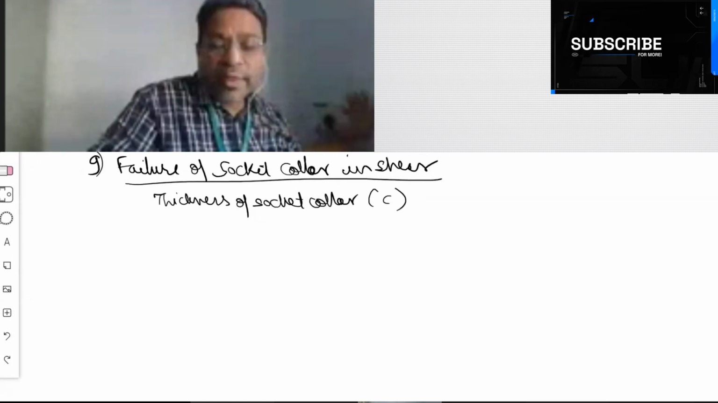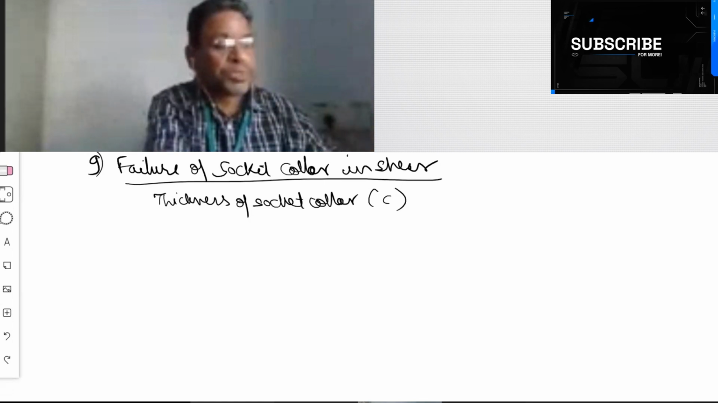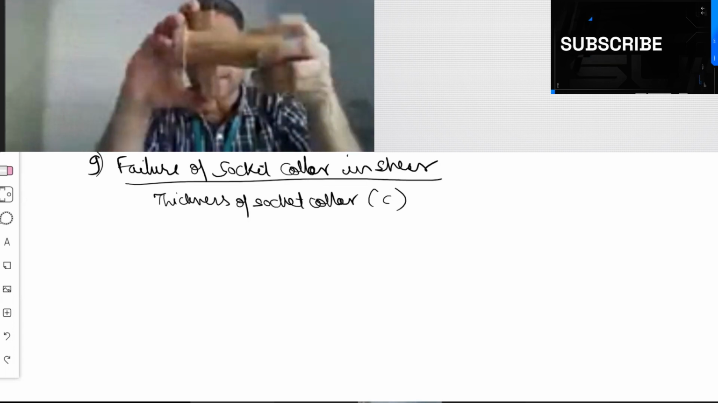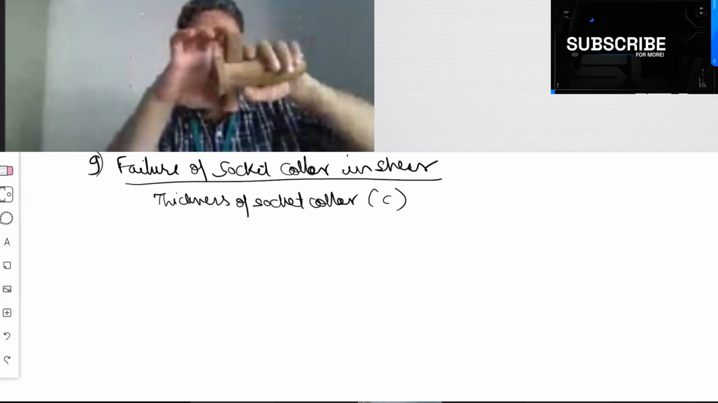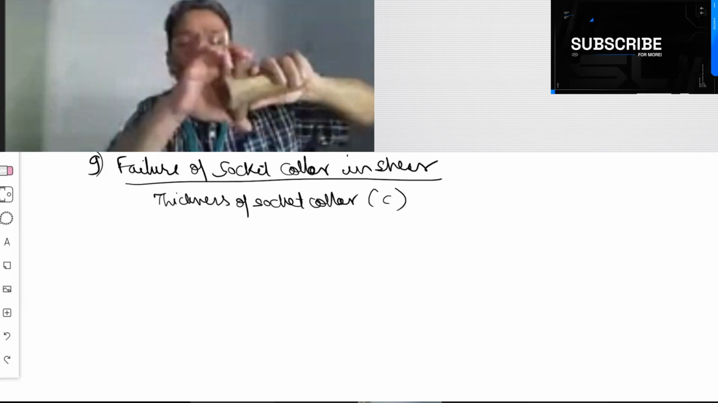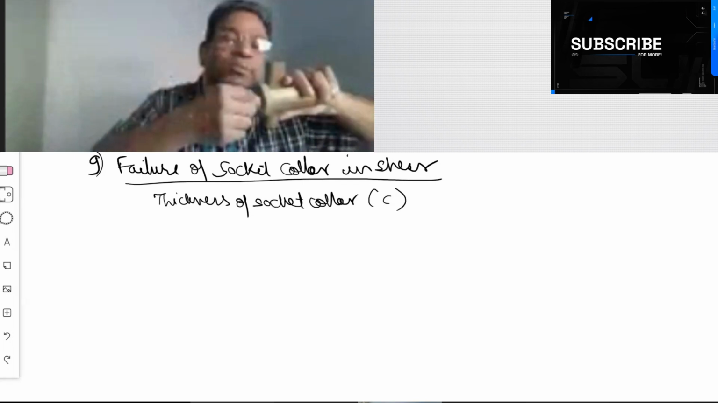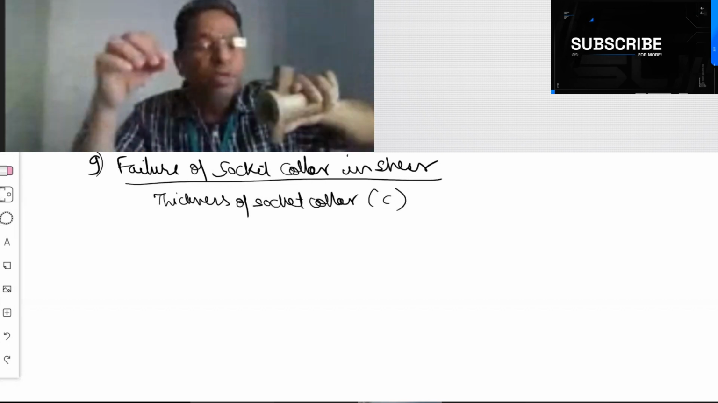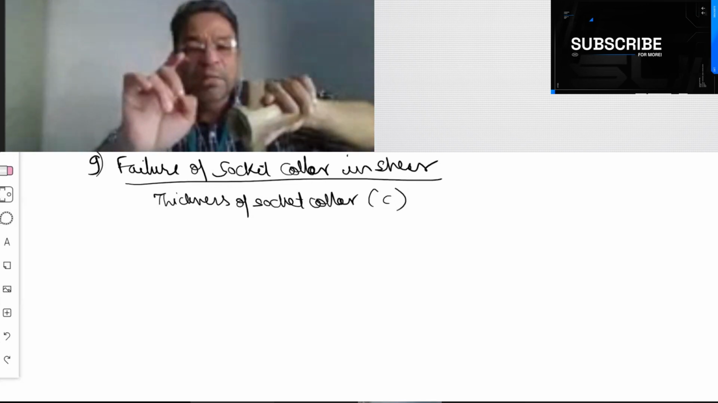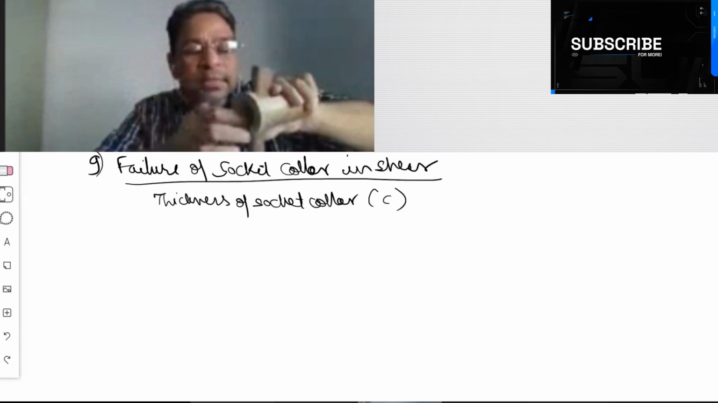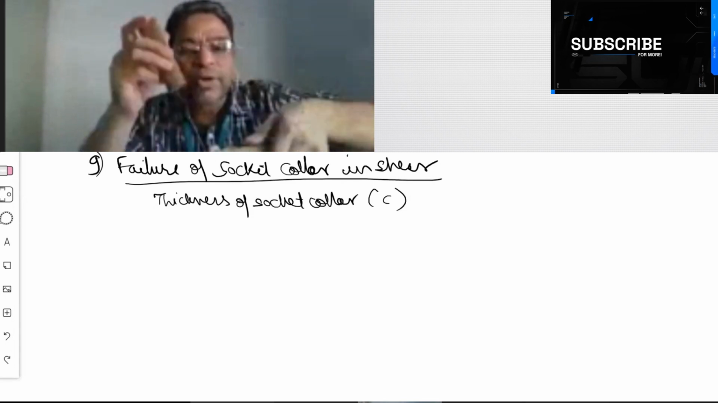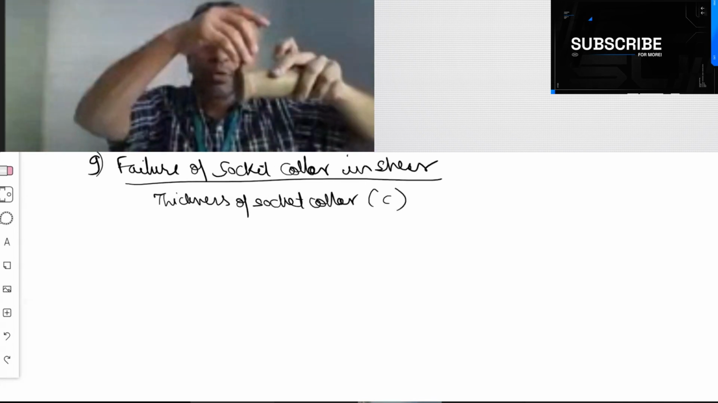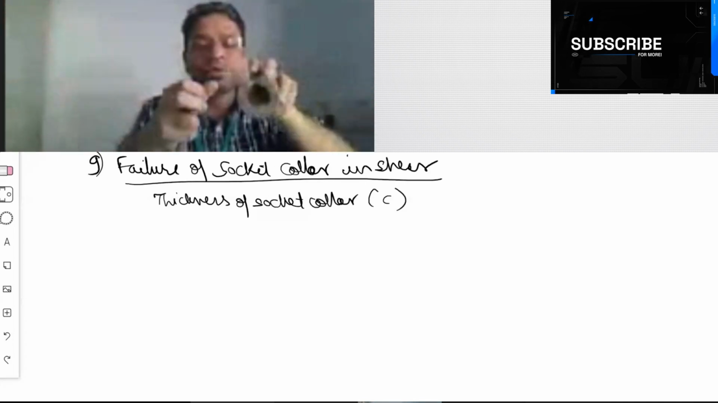Now understand that to find the thickness of socket collar, I told you earlier that the Cotter is inserted like this, and the Cotter wants to come out of this. Why does it want to come out? Because the spigot is pulling it like this. So how will it come out? It will come out by breaking this. So for example, this is the Cotter. It is inserted here, and it is pulled like this. So when it is pulled, what will it do? It will come out of this, and in the process it will break this.